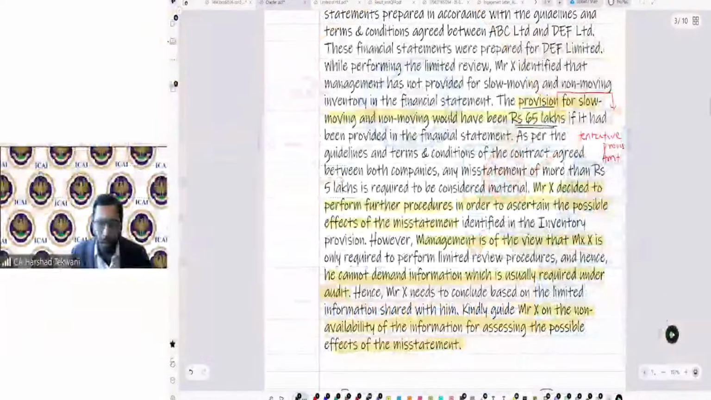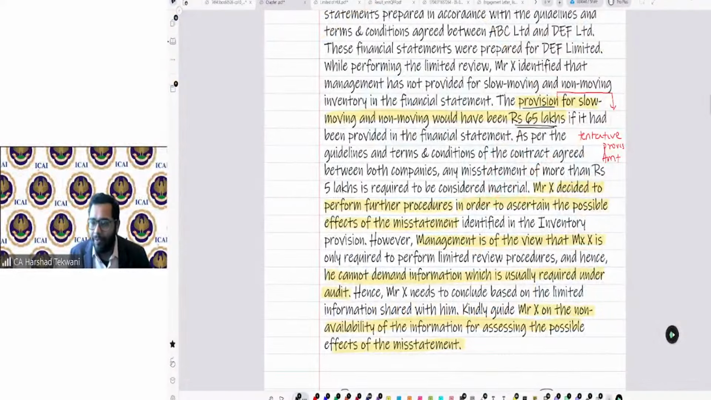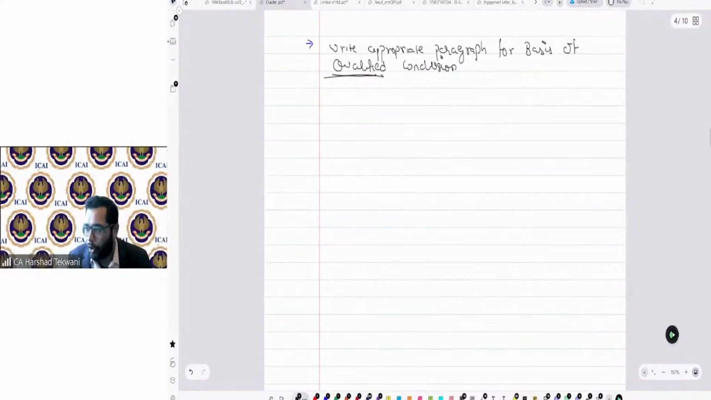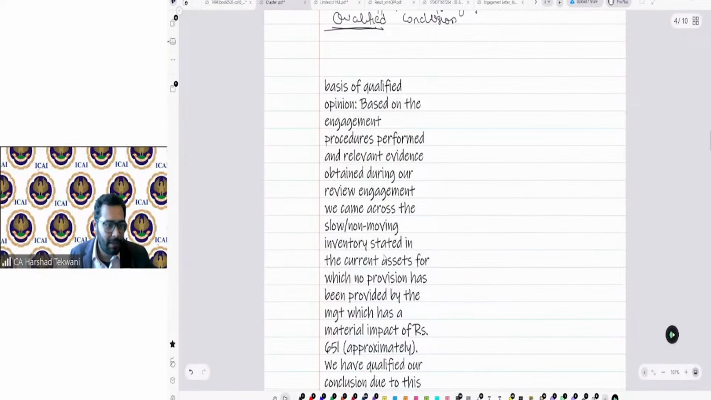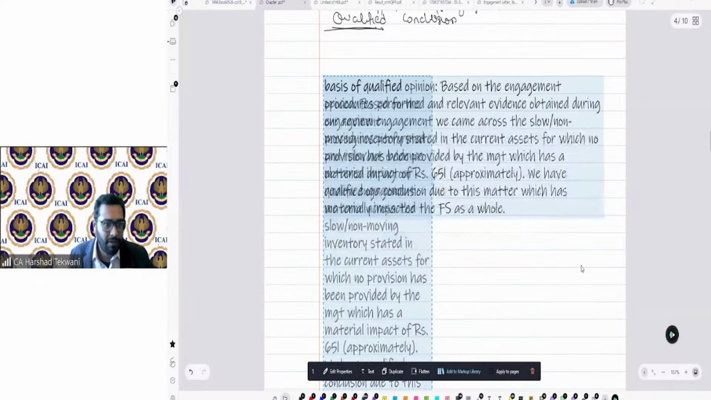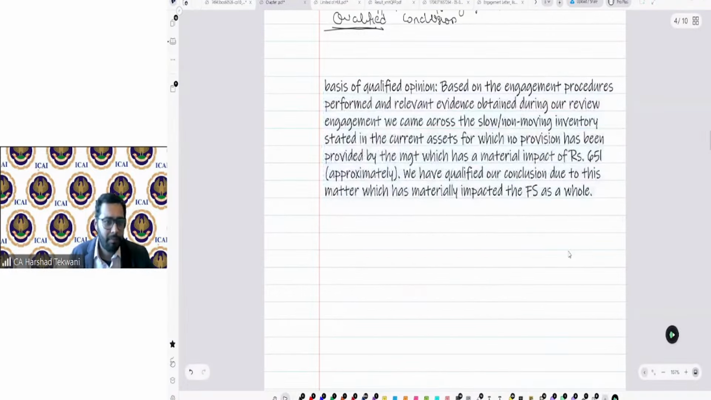Let's continue the session. Before going on the break, we discussed that I'll give you one small task. You need to draft the basis for qualified conclusion. Let us see what basis for qualified conclusion we have received, and whether it's correct or we can modify it a bit. This is the first answer that we have received.